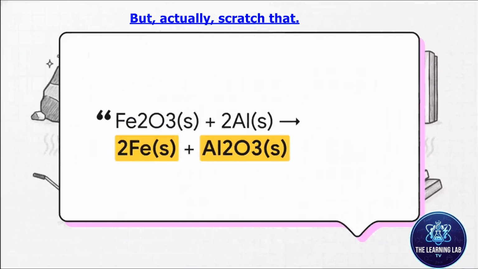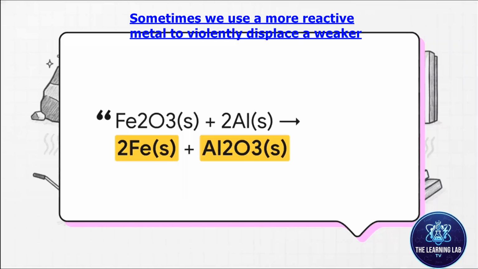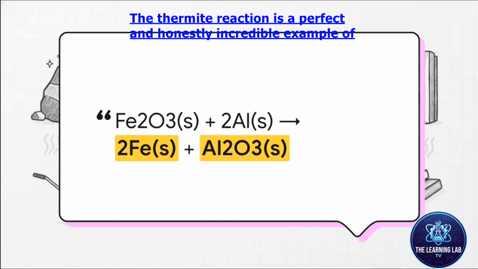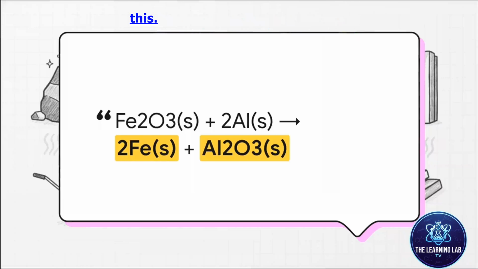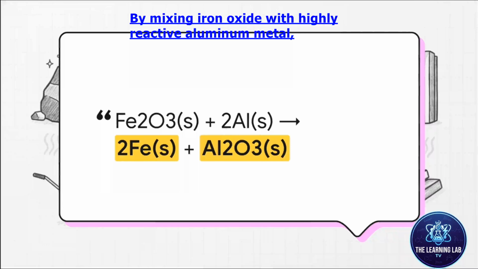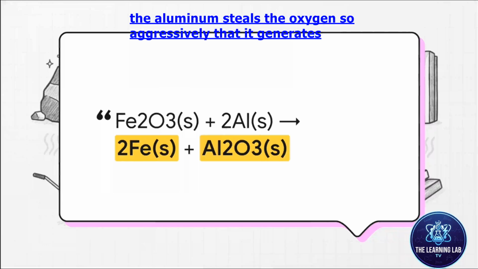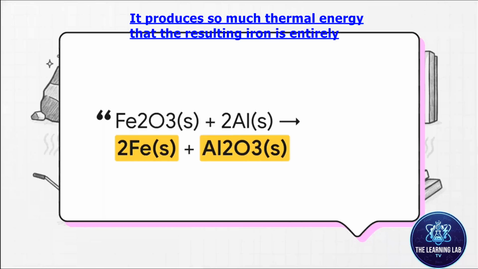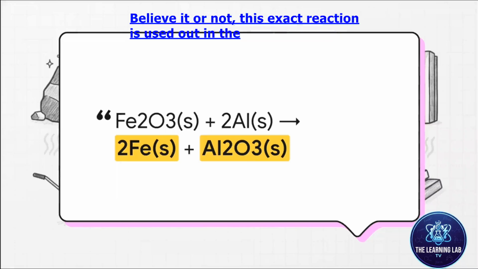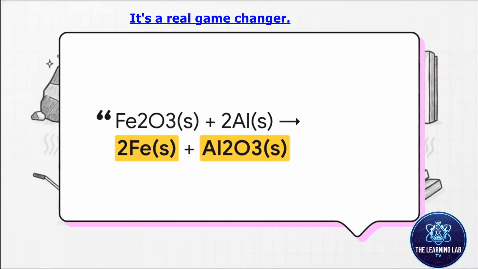But actually, scratch that. Sometimes carbon just doesn't cut it. Sometimes we use a more reactive metal to violently displace a weaker one. The thermite reaction is a perfect and honestly incredible example of this. By mixing iron oxide with highly reactive aluminum metal, the aluminum steals the oxygen so aggressively that it generates massive amounts of heat. It produces so much thermal energy that the resulting iron is entirely molten. Believe it or not, this exact reaction is used out in the field to weld heavy railway tracks together. It's a real game changer.